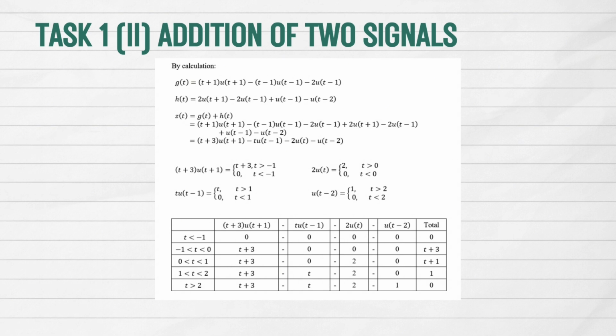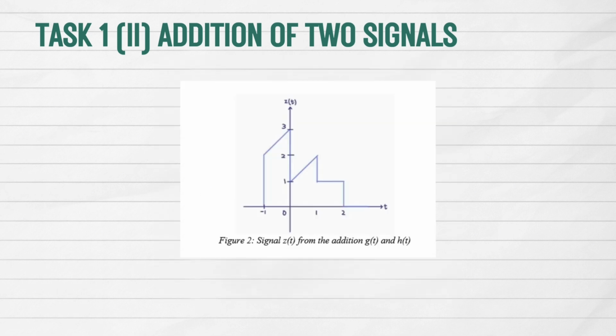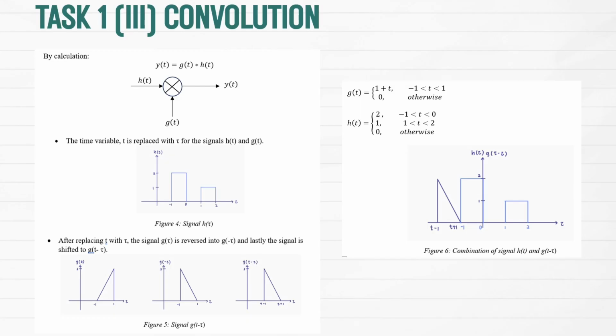From the given equation, we will identify the component value and the range of t, and then we will calculate the amplitude of each signal for each duration of t, and total it. This is the signal z(t) from the addition of the two signals from the previous slide. Next, I will be explaining Task 1 question 3, which is a convolution.